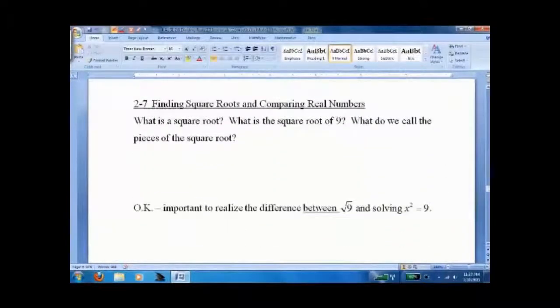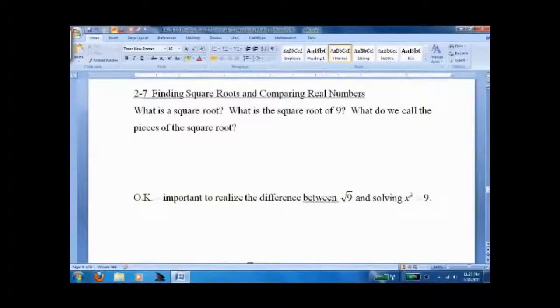Now, how do we find square roots? How do we compare certain real numbers? Well, what's a square root? Well, this is a square root. We'll put 9 in there, and this is called the radicand.